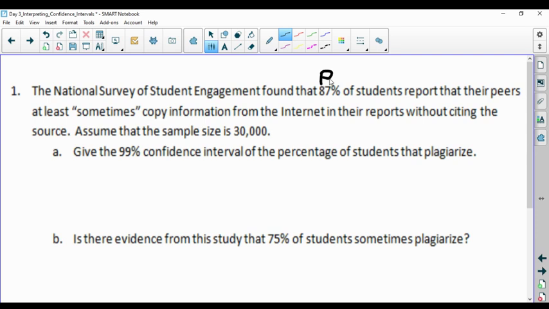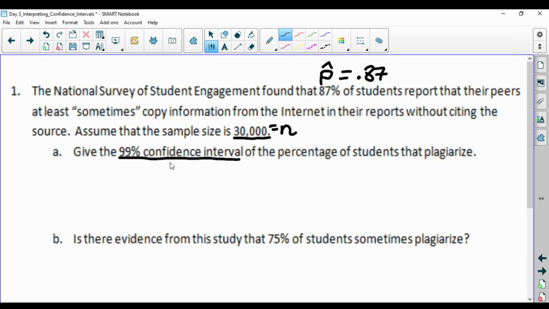So 87% is your p hat, right? We will enter it as 0.87. Your 30,000 is the total number of people sampled, surveyed, so it's your n. You have to give a 99% confidence interval of the percentage of students that plagiarize. So how do we do that?